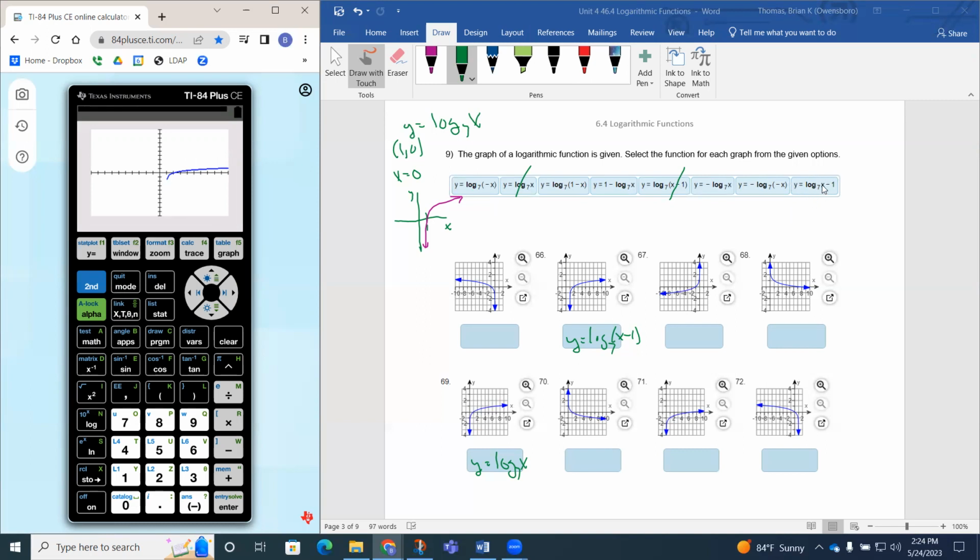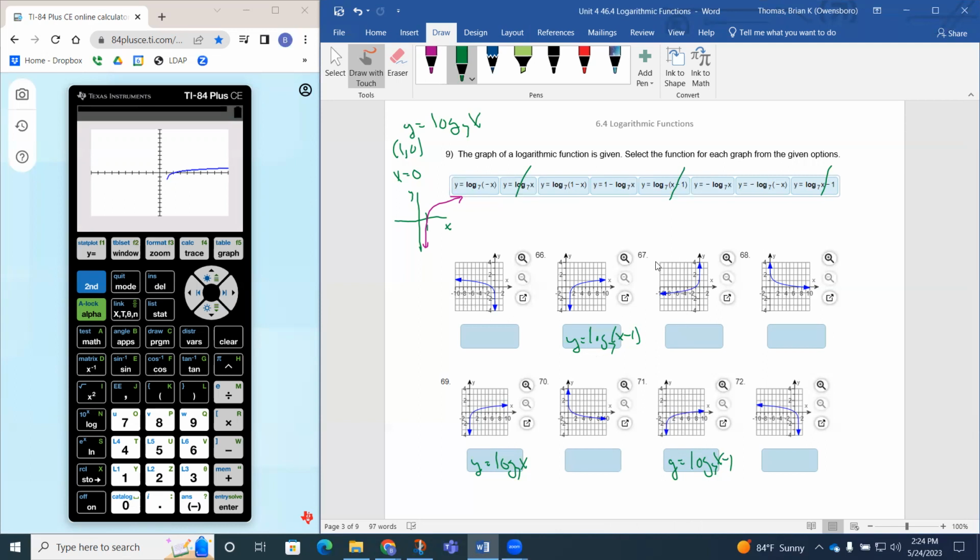This one here also looks pretty easy to do as well. Notice how the minus 1 this time is on the outside. Since it's on the outside, that means it's going to move vertically down 1. So it's going to be this graph, but instead of being at (1, 0), it's now going to be at (1, -1). So I'm looking for that (1, -1) spot. This one looks like it's doing just that. So we're going to have y equals the log of x base 7 minus 1 would be that graph.